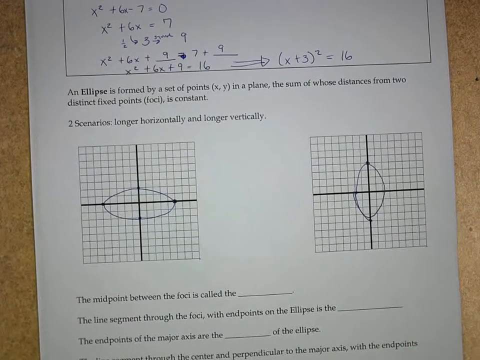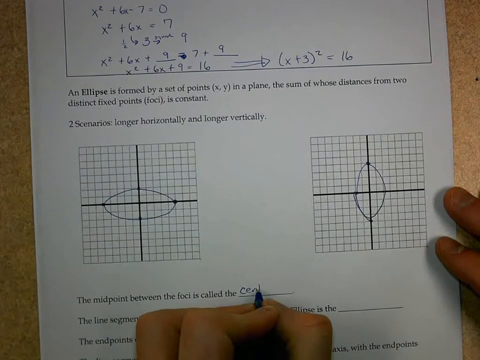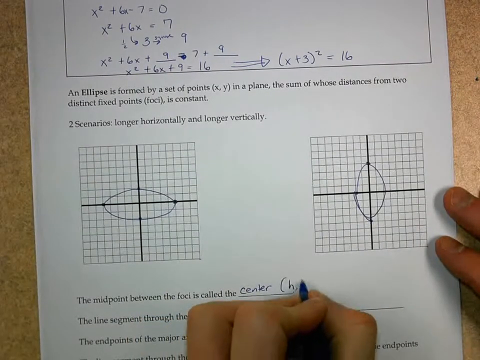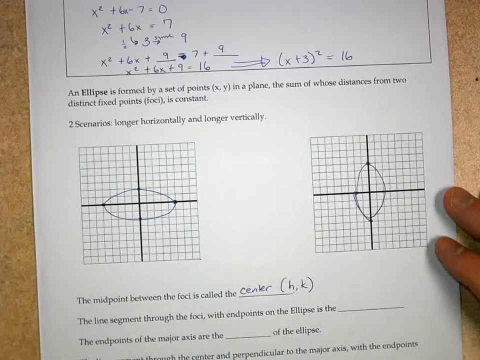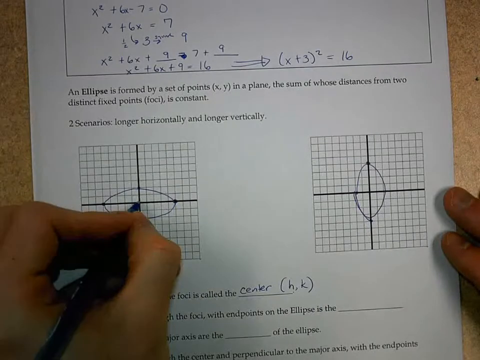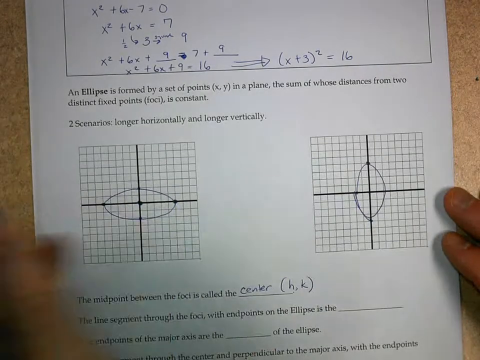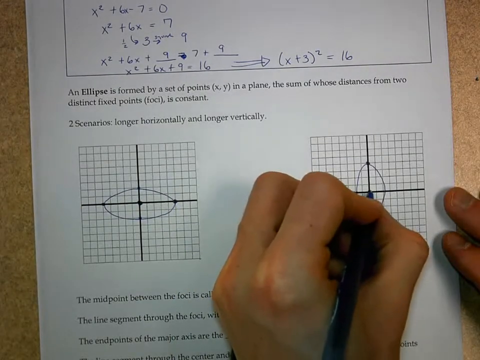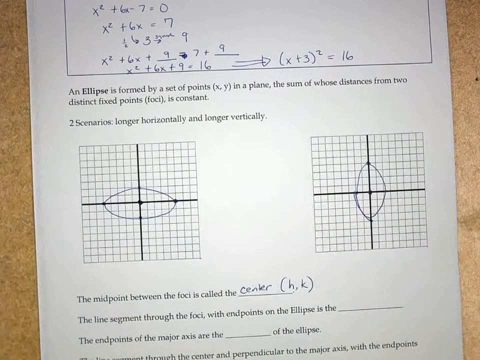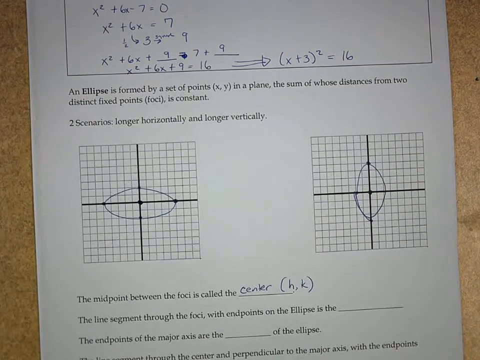The midpoint between the foci is called the center. And we designate the center as an (h, k) value. So in this case, right here would be the center of my ellipse, and right there would be the center of my vertical ellipse. They aren't always at (0, 0). They're at the exact center between the two foci. And we're going to identify the foci in a moment.